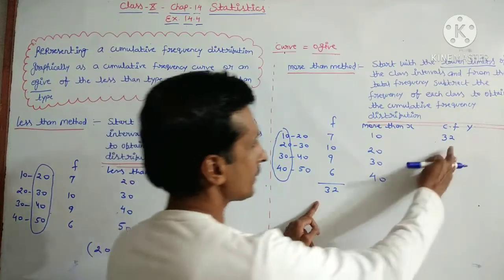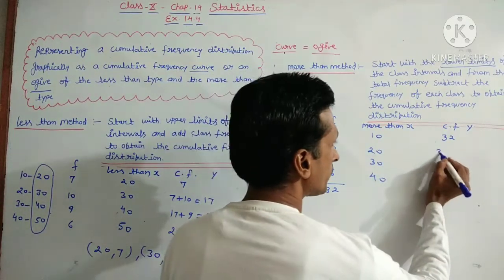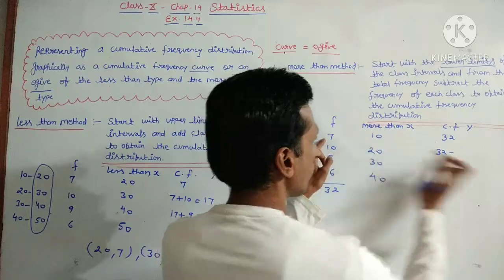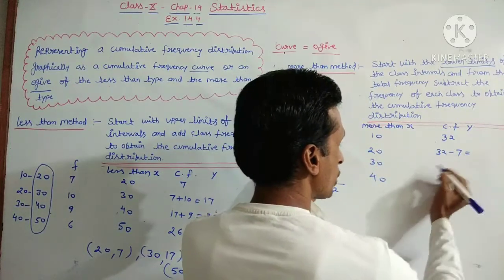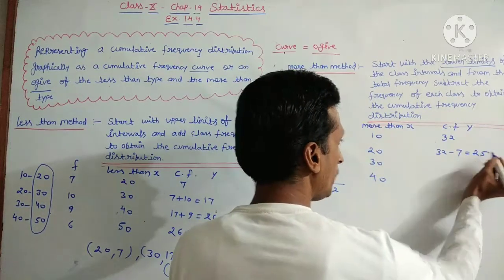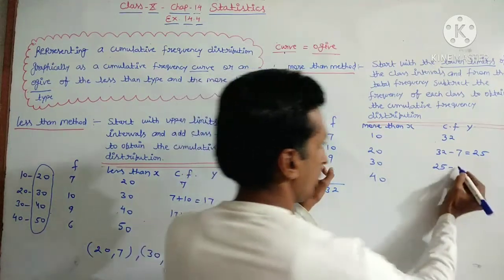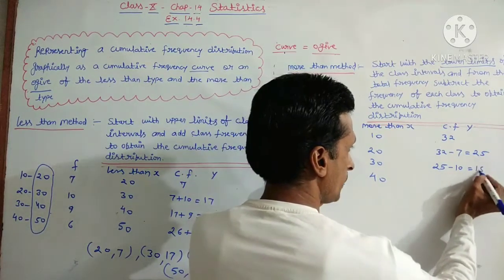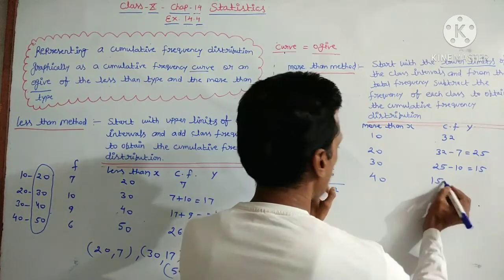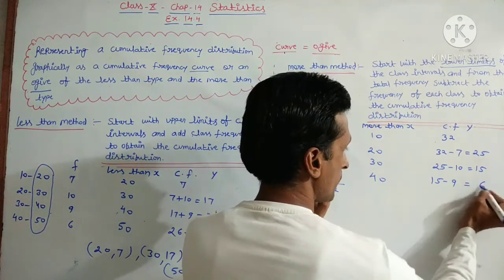So 32 as it is, and then subtract: 32 minus which number? 7. 32 minus 7, how much is it? 25. Okay, and 25 is the next number, and 25 minus 10 is 15, and the next one, 15 minus 9, is 6.